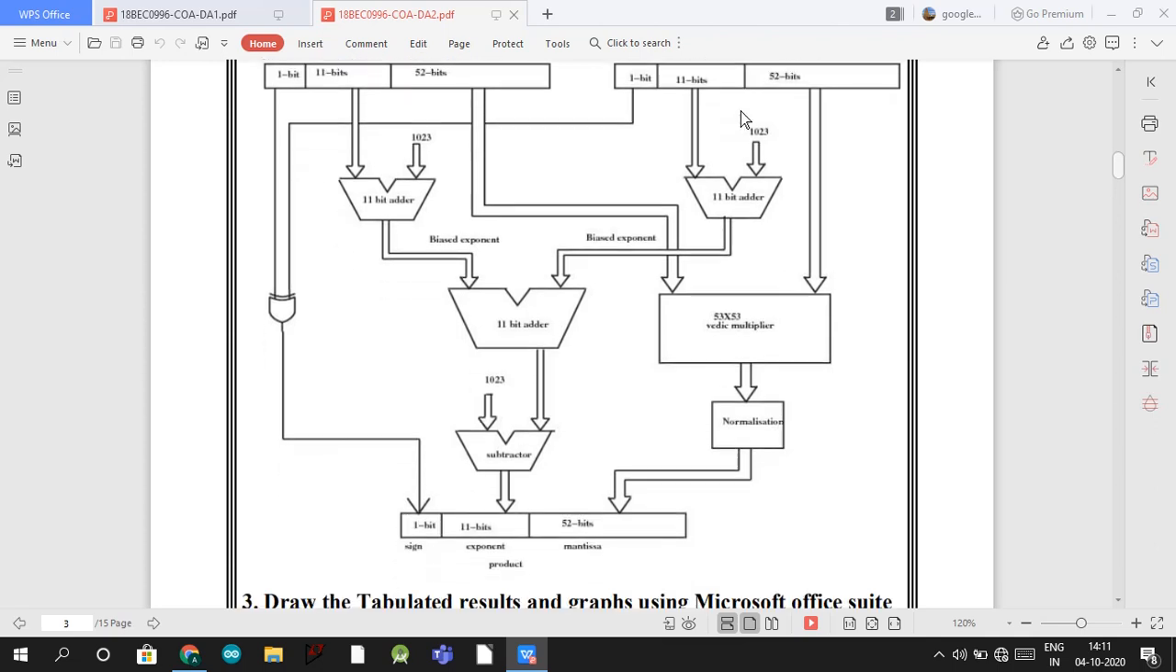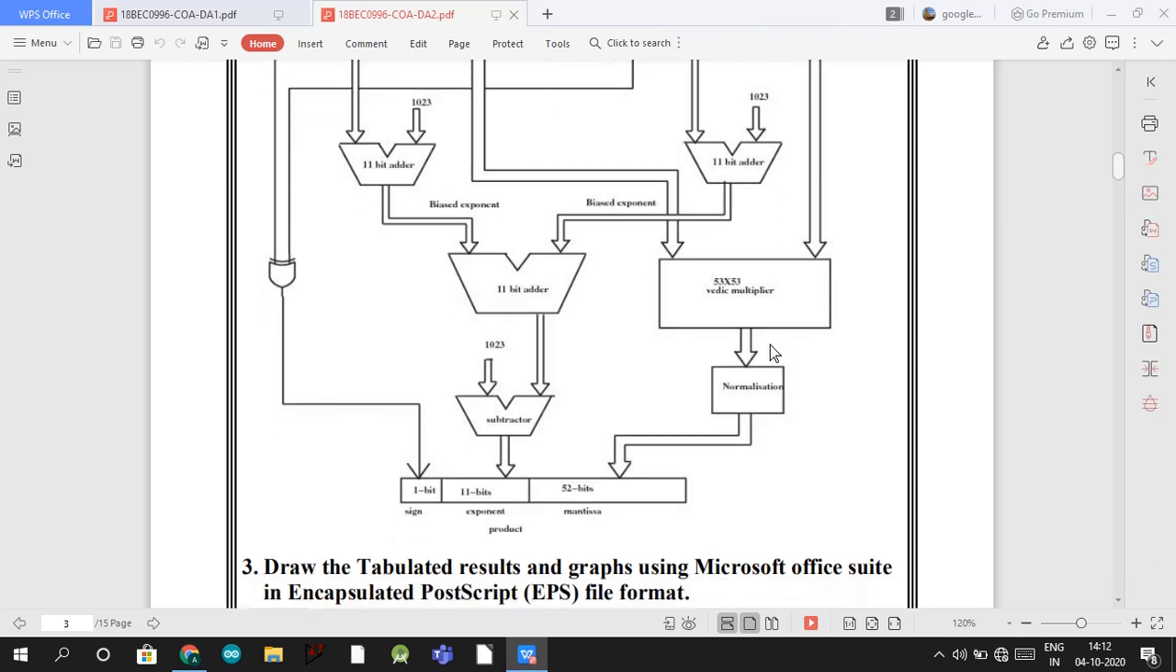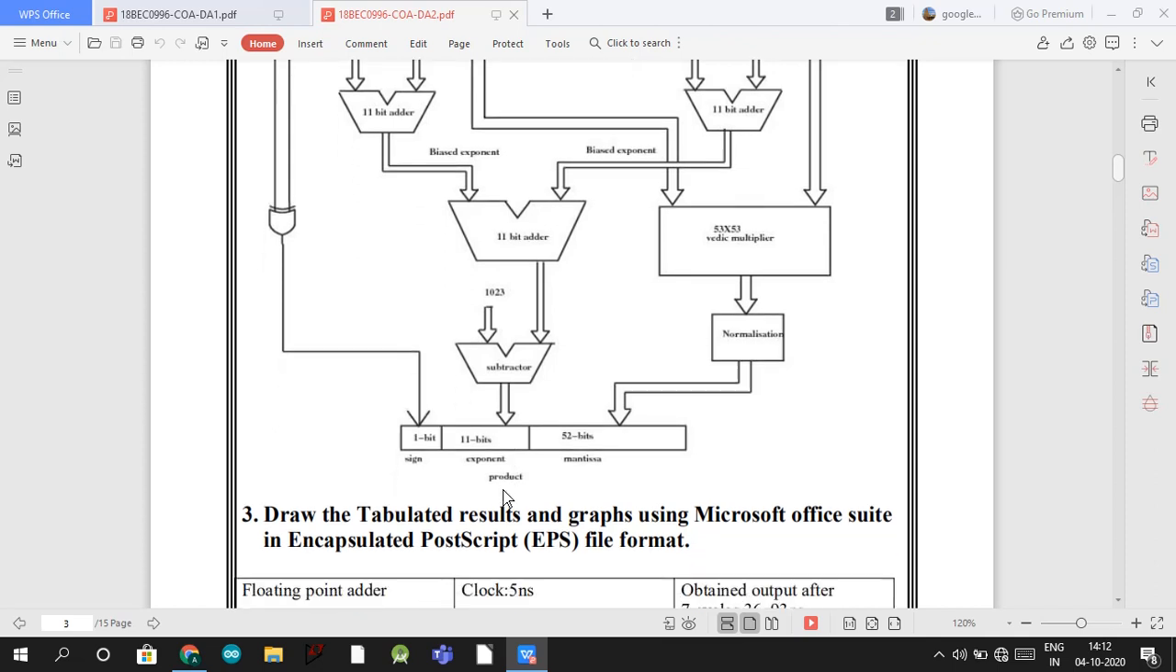Then it goes through an 11-bit adder, and this output goes to another 11-bit adder, with a Vedic multiplier. Then the 11-bit adder output goes to a subtractor with 1023. So the final output also comes out as 64 bits.